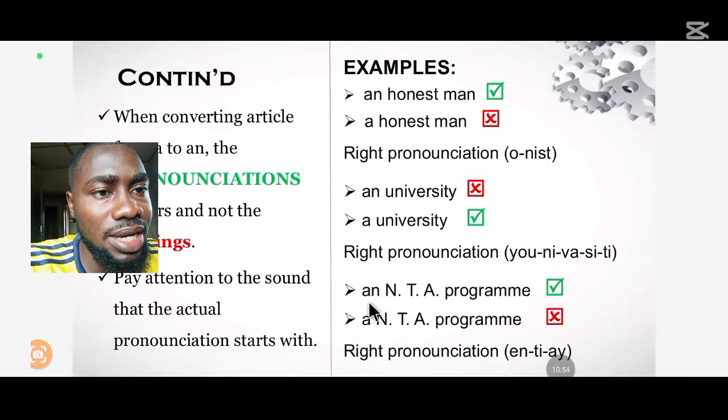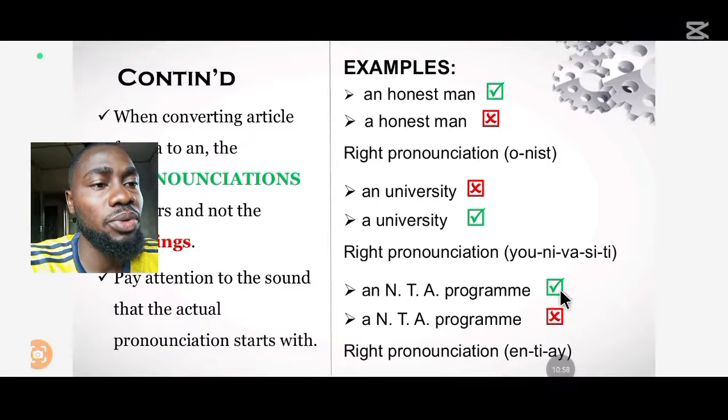The next example, an NTA program. "An NTA program" is correct. "A NTA program" is wrong. Remember, this starts with a consonant letter, but the actual pronunciation starts with a vowel sound. The right pronunciation is "en-tee-ay".